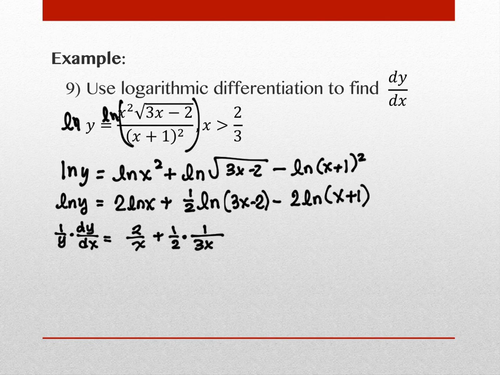1 over 3x minus 2 times 3. Very good. So we have a chain rule there. It's not a terrible one, but we do have one. Right, derivative of the outside, derivative of the inside.